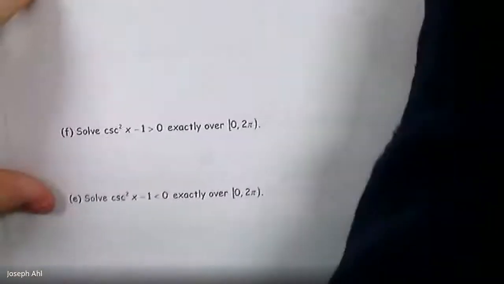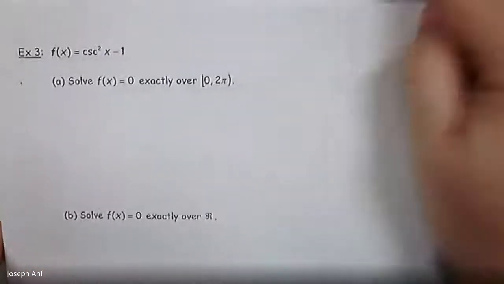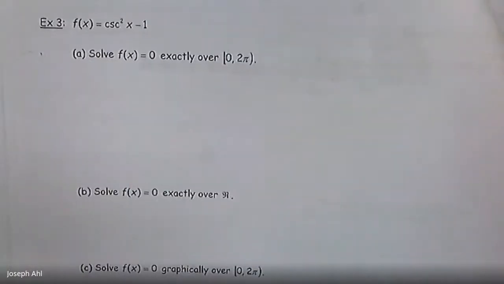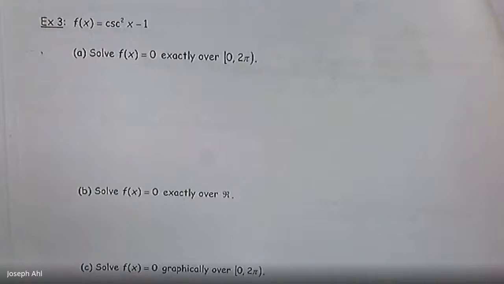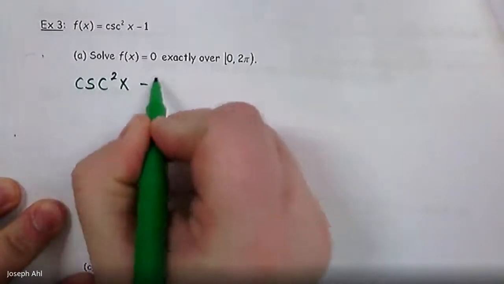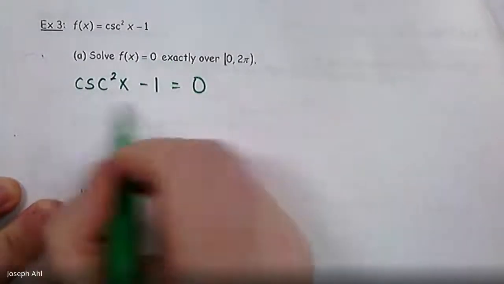On page 8, we have cosecant squared minus 1. So let's go ahead and solve when this equals 0. We'll get the solution over the real numbers. We'll graph it, do all those good things. Okay. Last one, cosecant squared minus 1 equals 0. Go ahead and add the 1 to the other side.